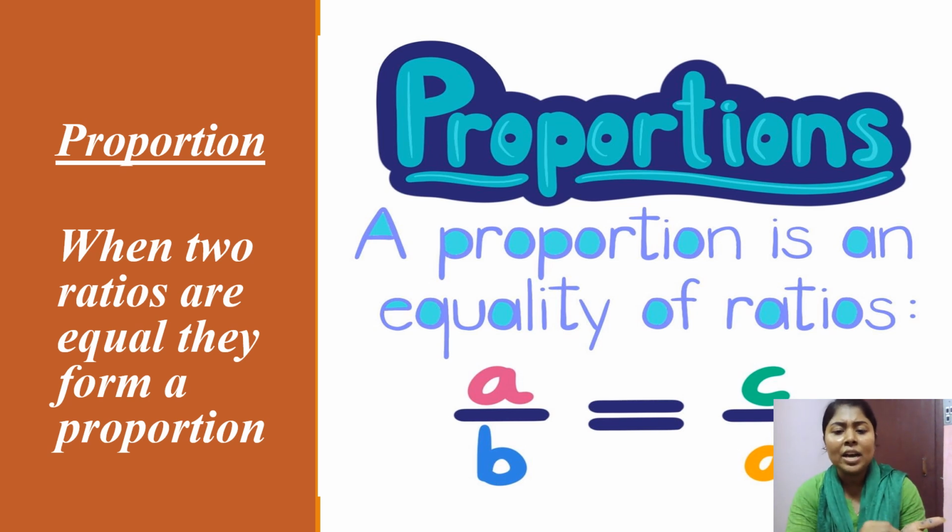Let us consider the value of A by B is 1 by 2 and C by D is also equal to 1 by 2. When we compare both the ratios, what do we get? It's similar. 1 by 2 is exactly equal to 1 by 2. So we can say both the ratios are equal, and for that we can say that both the ratios are in proportion. Okay.